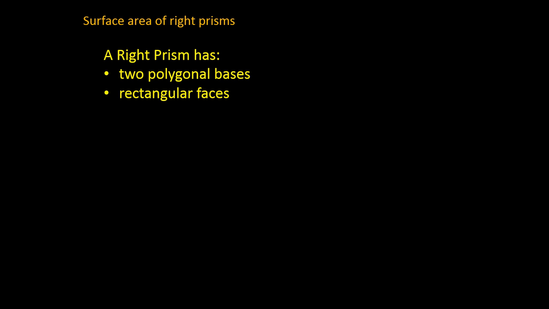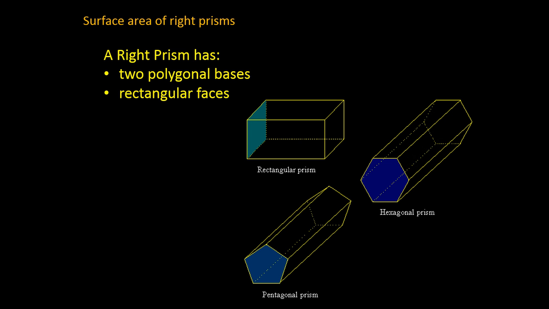So let's start with thinking about right prisms. Now we know that a right prism has two polygonal bases. Those polygonal bases are parallel to each other. It has rectangular faces connecting up the polygonal bases. And we know that the name that's given to a prism is based on the shape of its base. So we could have a rectangular prism that has rectangular bases, a pentagonal prism that has pentagons for bases, a hexagonal prism would have hexagons for its bases.